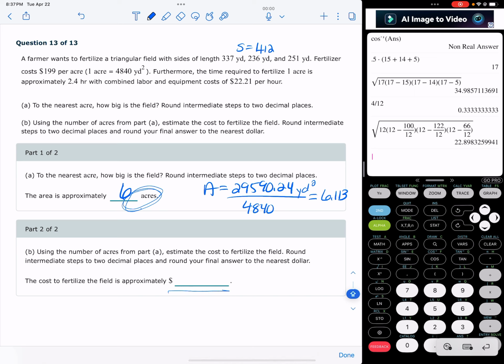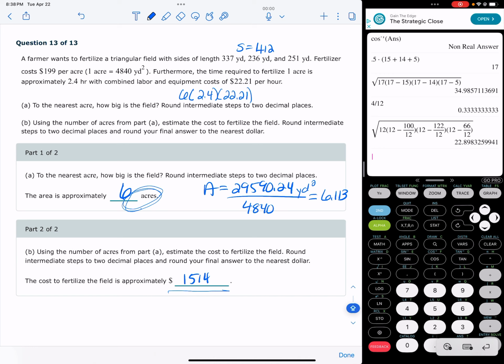And then it's asking us for the cost. So it tells us that every acre takes 2.4 hours at a cost of 22.21 per hour. So you're going to take your 6 acres and you're going to multiply by 2.4 and multiply that by 22.21, and you should get $1,514. It actually ends up being $1,513.82, but it says to round it to the nearest dollar. So nothing too scary there in that one.